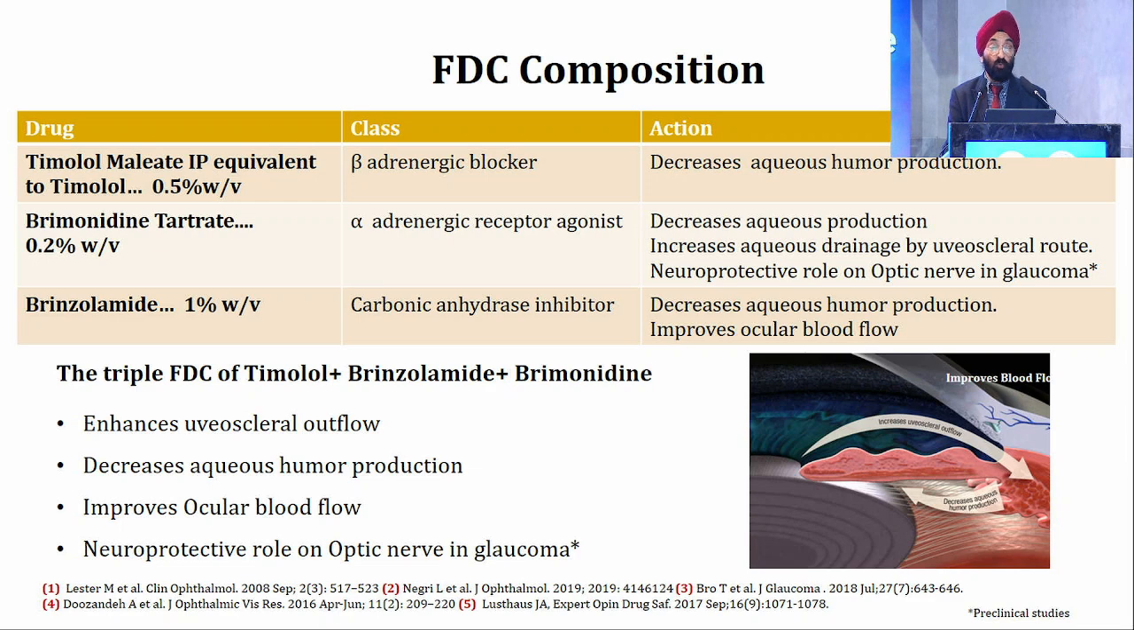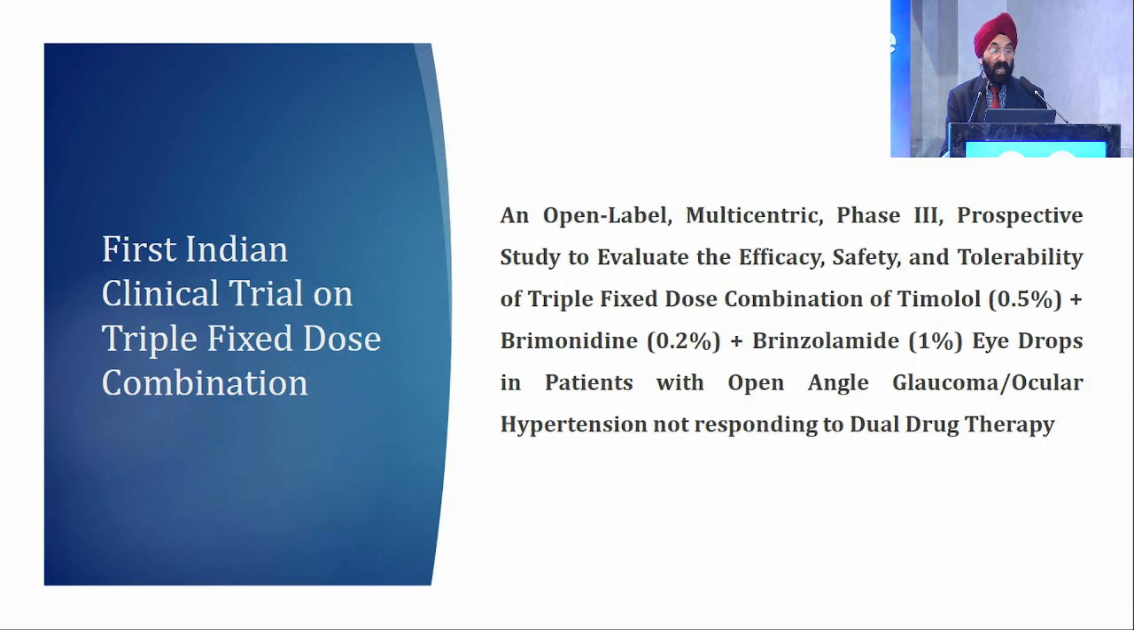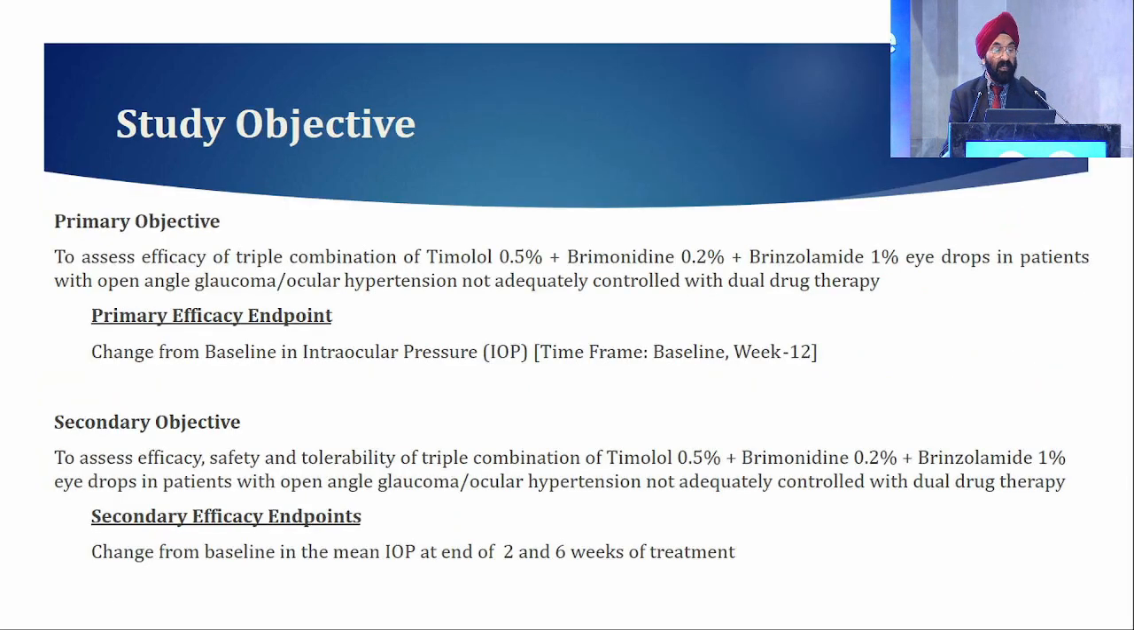And how is it going to act? It is acting through multiple mechanisms of action. Brimonidine is going to increase uveoscleral outflow. Timolol is going to decrease aqueous humor production. Brinzolamide is going to improve ocular blood flow, and brimonidine will have a neuroprotective role in the optic nerve in glaucoma. So thus 1 drop is going to have multiple mechanisms of action, and this was the first Indian clinical trial on triple fixed dose combination which has been conducted, a combination of timolol, brimonidine and brinzolamide.